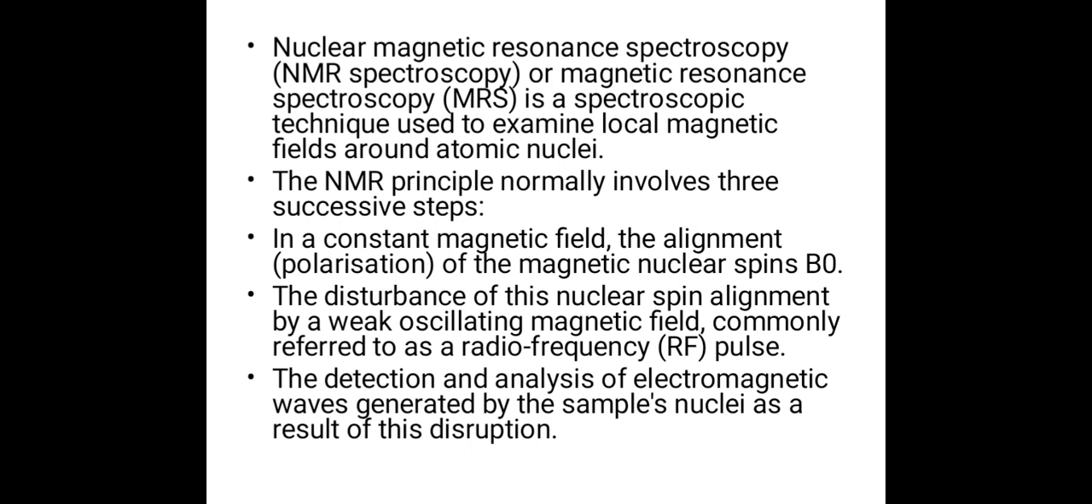Nuclear magnetic resonance spectroscopy or magnetic resonance spectroscopy is a spectroscopic technique used to examine local magnetic fields around atomic nuclei. The NMR principle normally involves 3 successive steps in a constant magnetic field: the alignment, polarization of the magnetic nuclear spins, and the disturbance in this nuclear spin alignment by a weak oscillating magnetic field, commonly referred to as a radio frequency pulse. Then comes the detection and analysis of electromagnetic waves generated by the sample's nuclei as a result of this disruption.